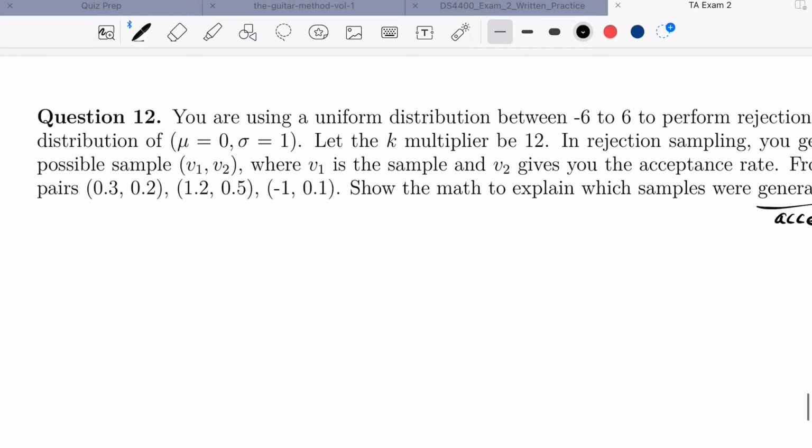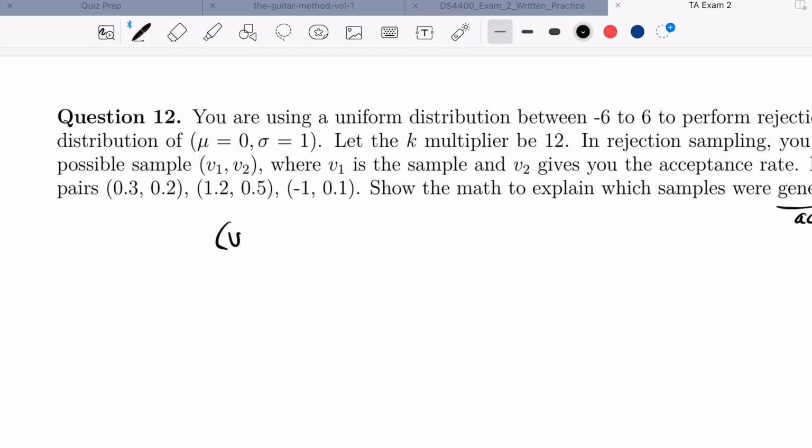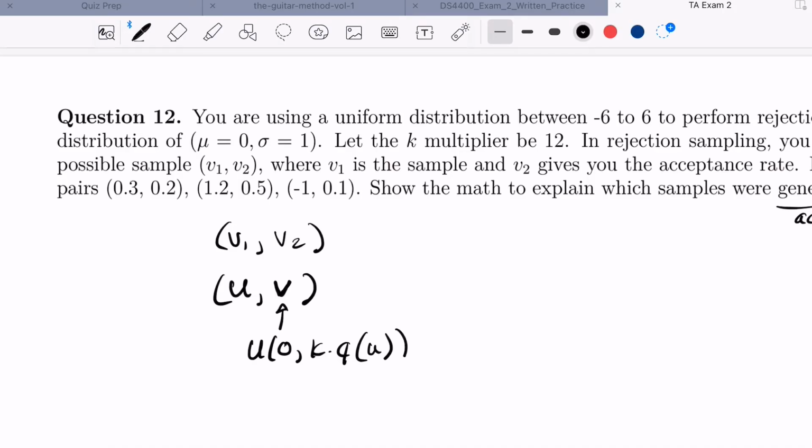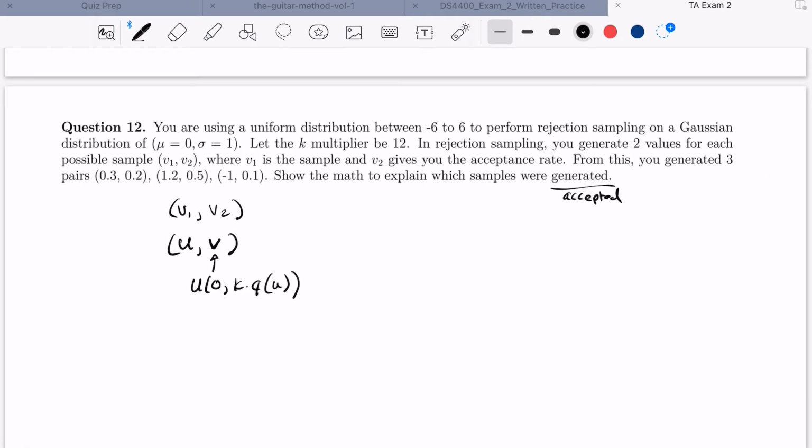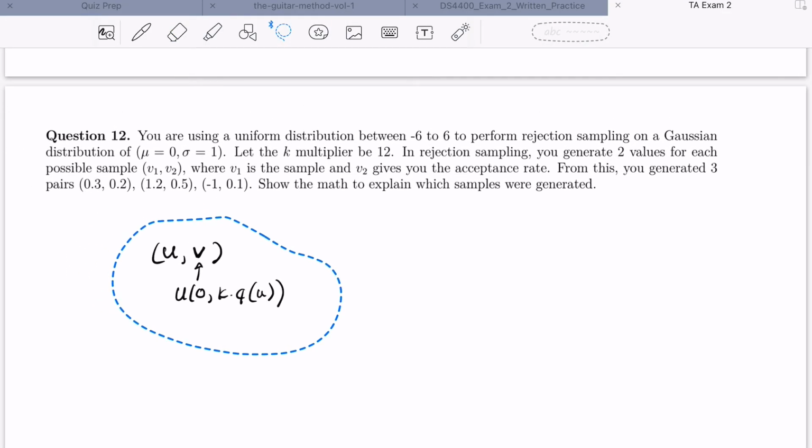And just to note back to the notation we're using previously, v1, v2 is really just u, v, where u is the sample according to q, and v is the sample generated uniformly between 0 and k times q of u. Sweet. So with that in mind, I'm just going to erase some of this and move this over here.